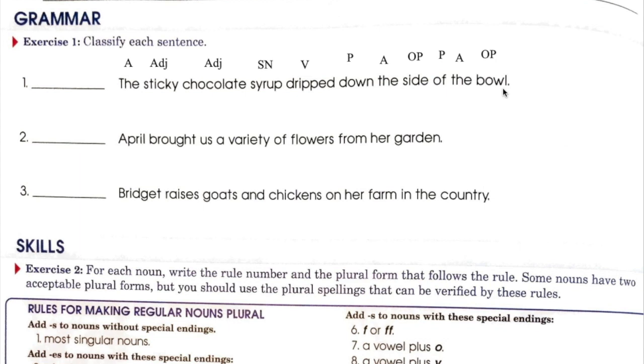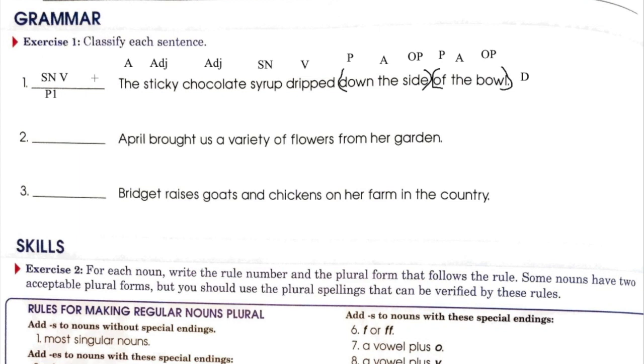We have a period, statement, declarative sentence. We're back to our regular type of sentence here. We have a subject, noun, verb, pattern 1. Okay, let's put parentheses around our prepositional phrases: down the side and of the bowl.